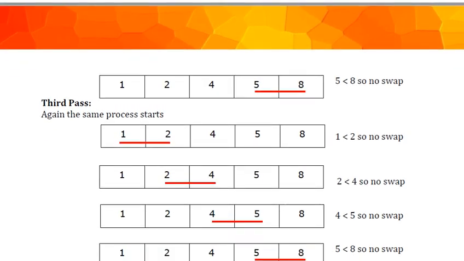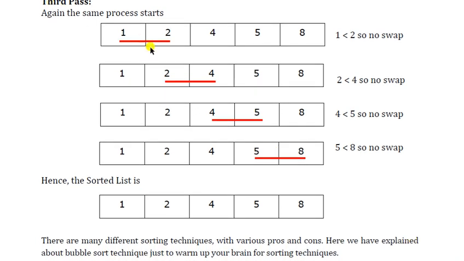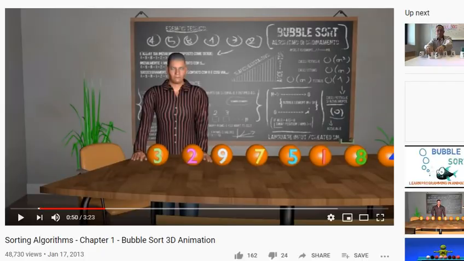The third iteration, again the same process. 1 to 2, no swap. 2 to 4, it's sorted, no swap. 4 and 5, no swap. 5 and 8, no swap. So here we have to do the process until we get a sorted list. So here we got our sorted list and the process ends here. To understand it in a better way, let us see an animated video.